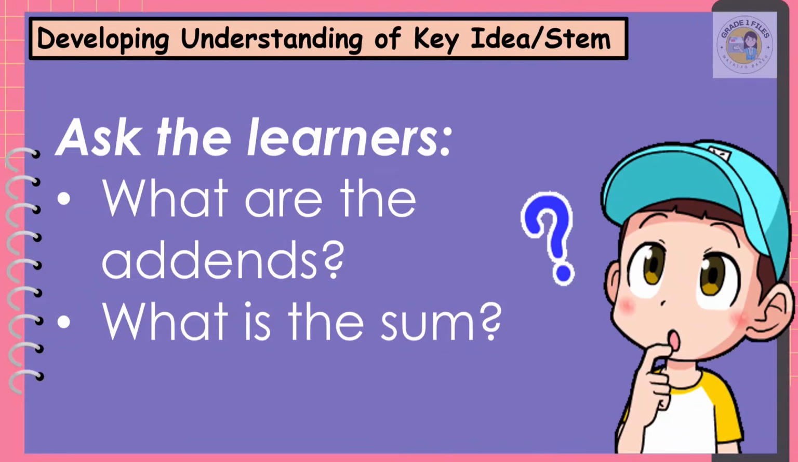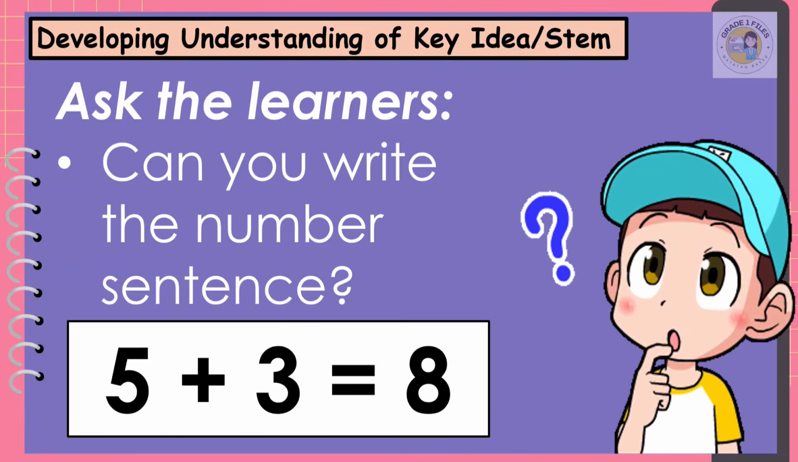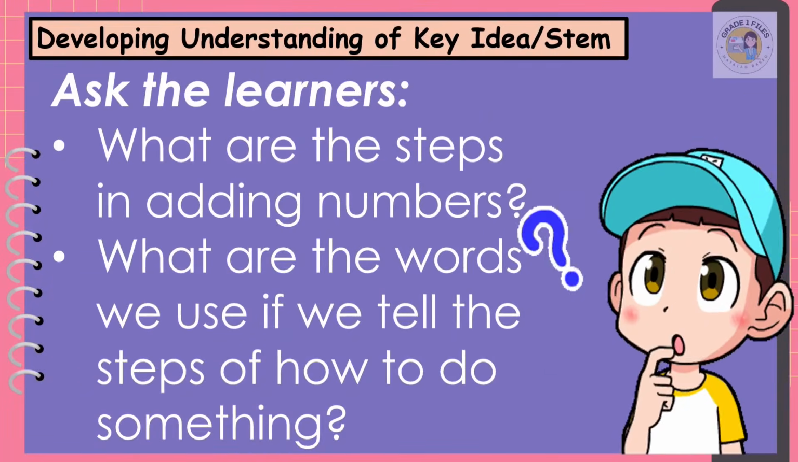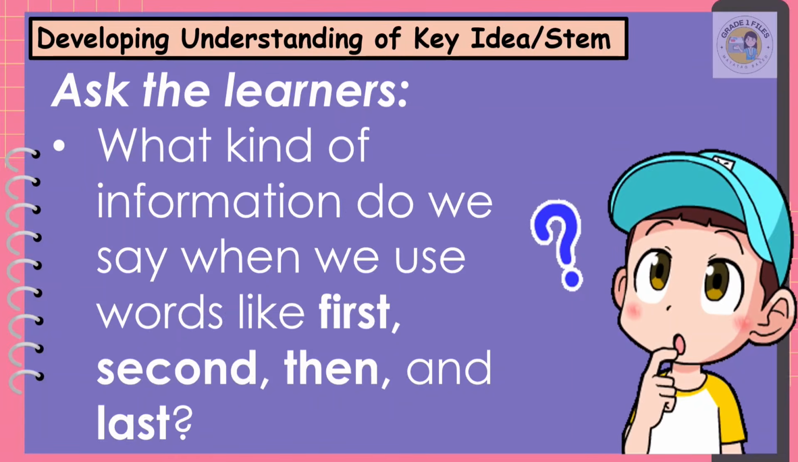What are the addends? What is the sum? Can you write the number sentence? What are the steps in adding numbers? What are the words we use if we tell the steps of how to do something? What kind of information do we say when we use the words like first, second, then, and last?